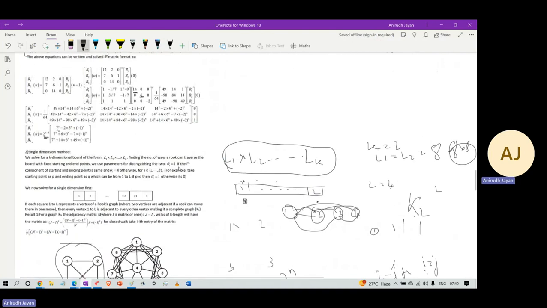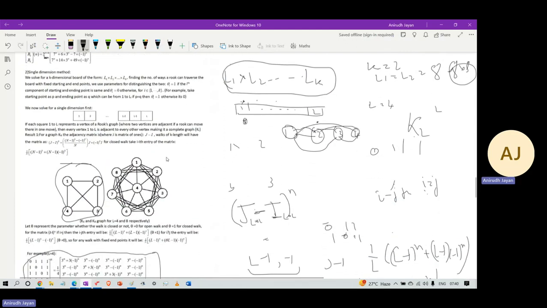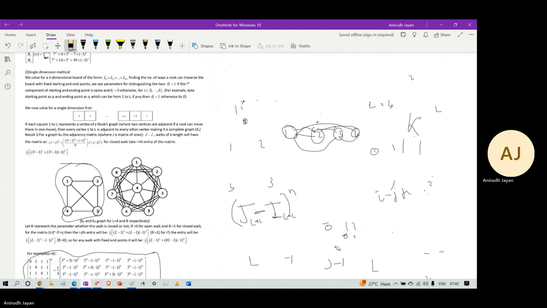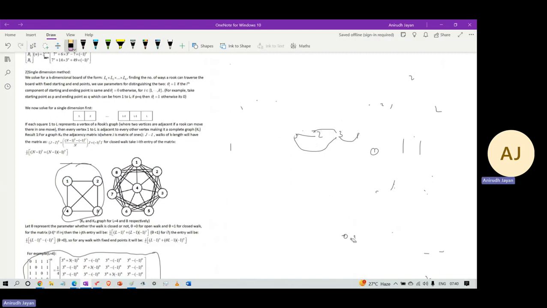Now let us talk about theta. Now in a complete graph, the nth power of the adjacency matrix will give you the number of walks from that square to the others. Now, what is the significance of the ij entry of the adjacency matrix? Well, the ij entry of the adjacency matrix gives you the number of walks from the ith vertex to the jth vertex.